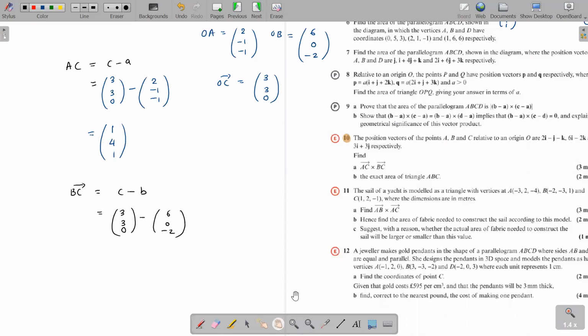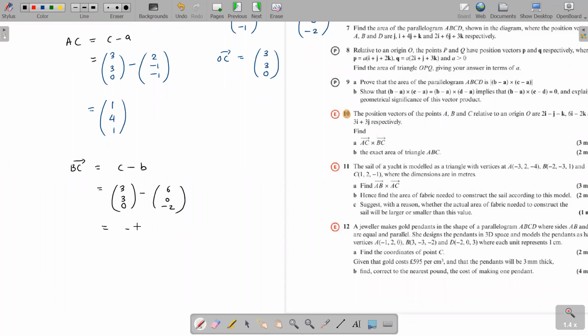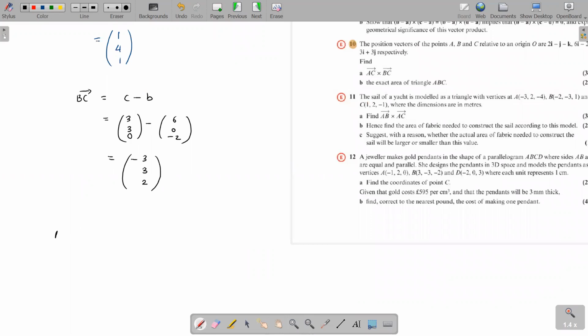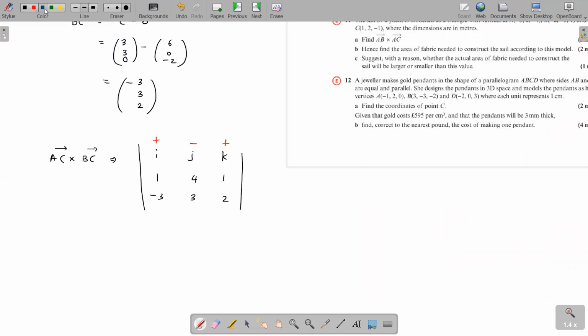Okay, so what do you get here for C minus B? 3 minus 6 is minus 3. 3 minus 0 is 3. 0 minus minus 2 is plus 2. Is this correct? Then we get AC cross BC. So we'll write i, j, k. So AC was 1, 4, 1. BC is minus 3, 3, 2. And then we'll use here plus, minus, plus. So what do we get here?